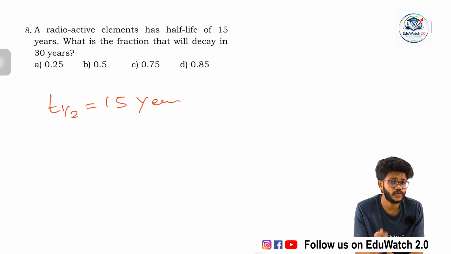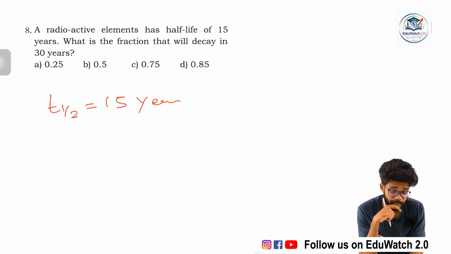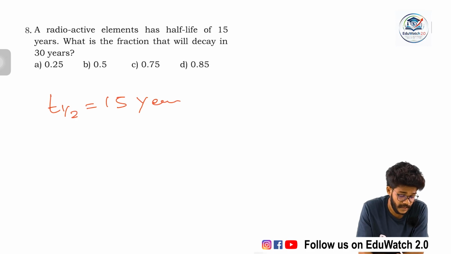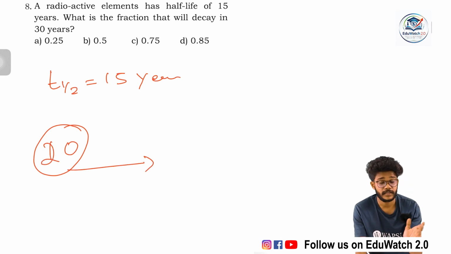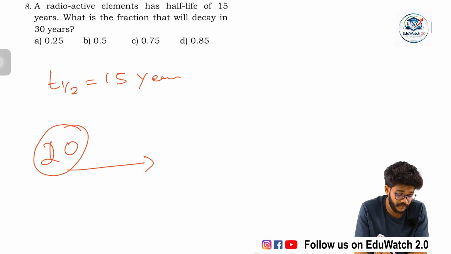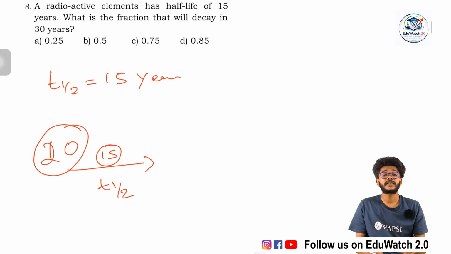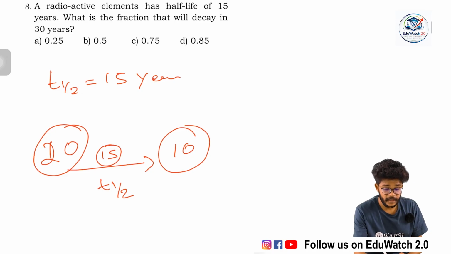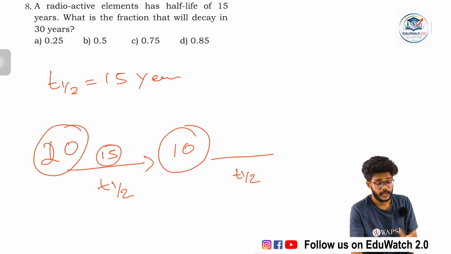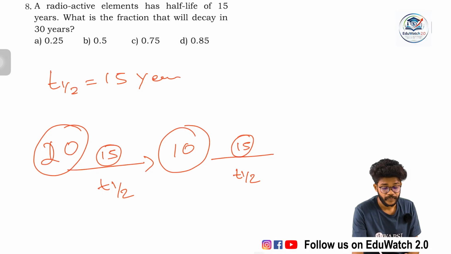Actually, we can do this in two methods. One is the theoretical method and the second is the logical method. They said that 15 years is the half life. That means if there are 20 particles, what will happen in the first T half? In the first 15 years, the 20 particles disintegrate into 10 particles. Then in another T half, that means after another 15 years, that will disintegrate into 5 particles.